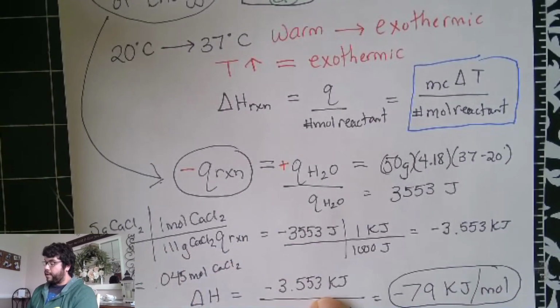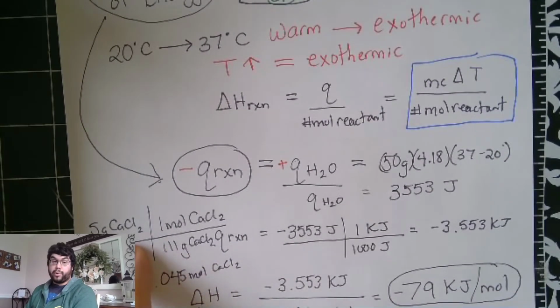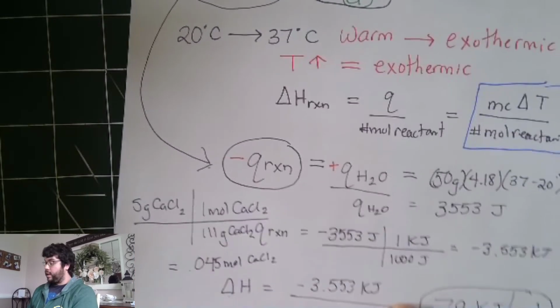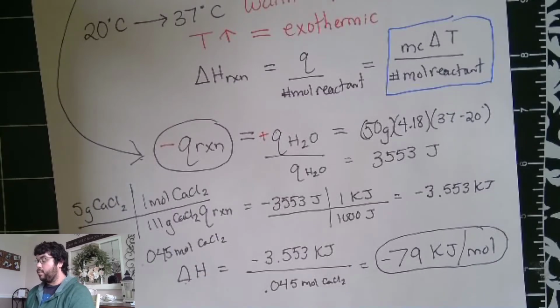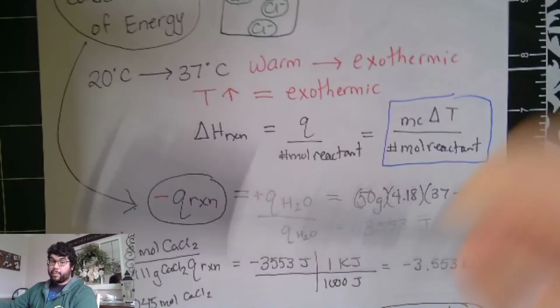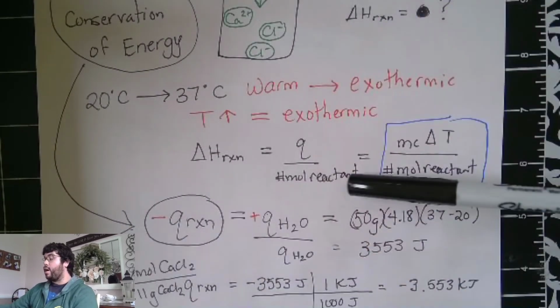So 3.553 kilojoules divided by the number of moles of calcium chloride, and then we get the enthalpy of the reaction, negative 79 kilojoules per mole. This is a big deal kind of problem right here. There's a lot going on here.